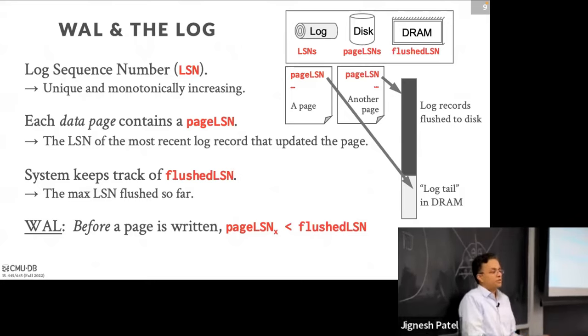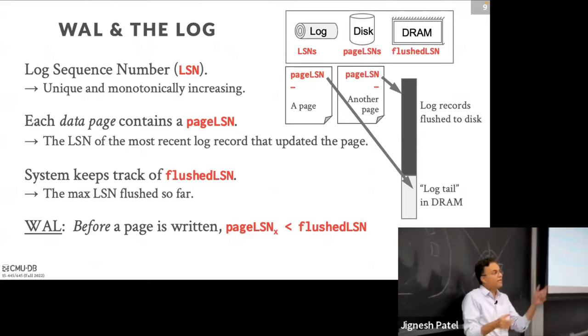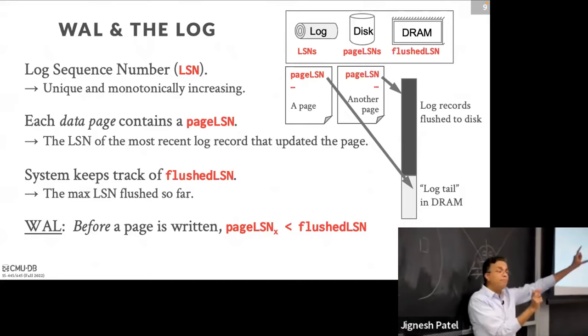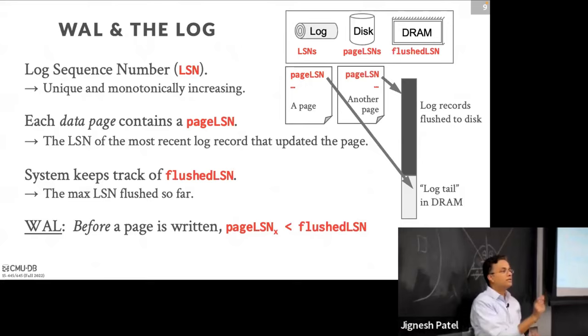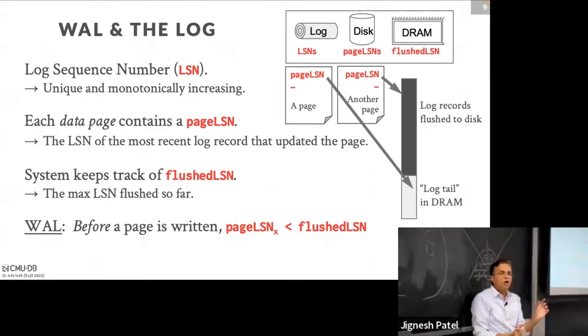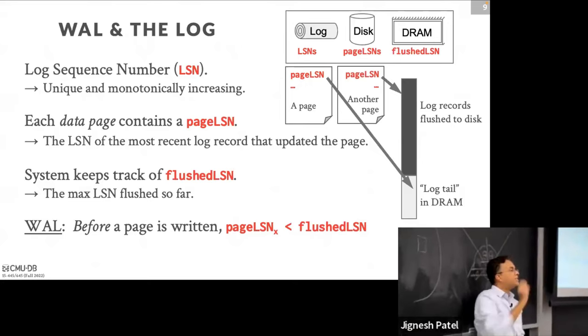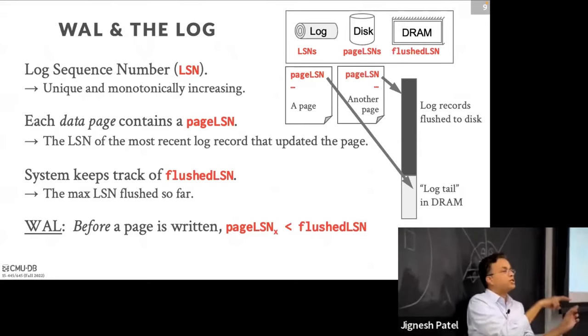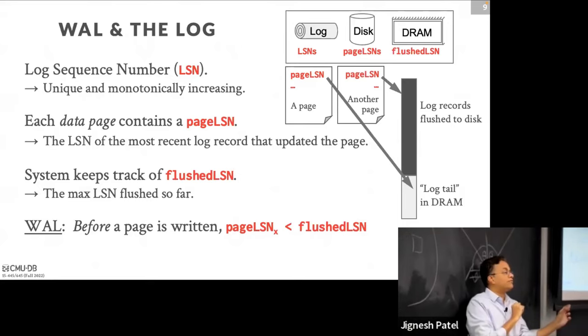When we update a page, we of course create the log record for it. That log record has the LSN that we just grabbed sitting in it. But we also take that LSN and put it in the page, which is sitting in the buffer pool. So inside each page is a special area where we keep track of this thing called the page LSN.